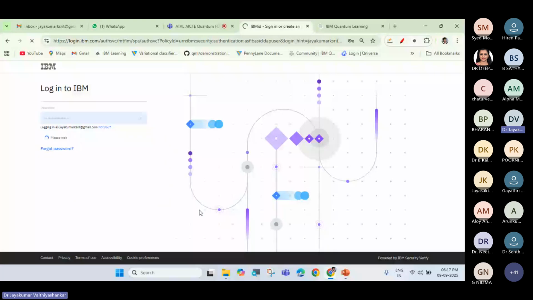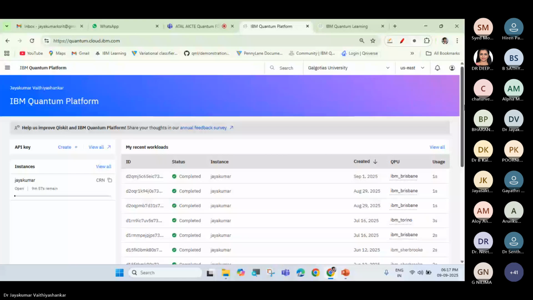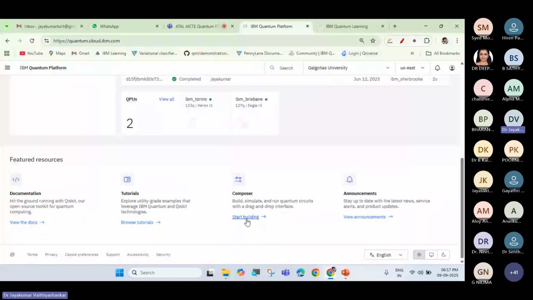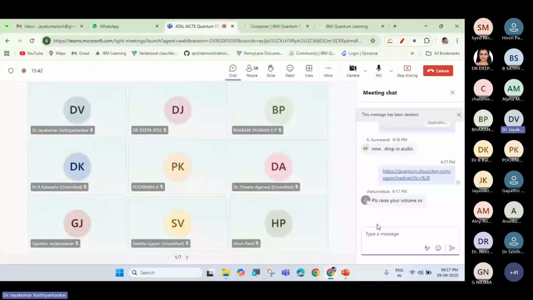So I already created login. Once you have login, it will show in this way. Okay. So click Composer. Click Composer. I will share this link with you. Even though if you don't have any credit card detail, you can use without login also.